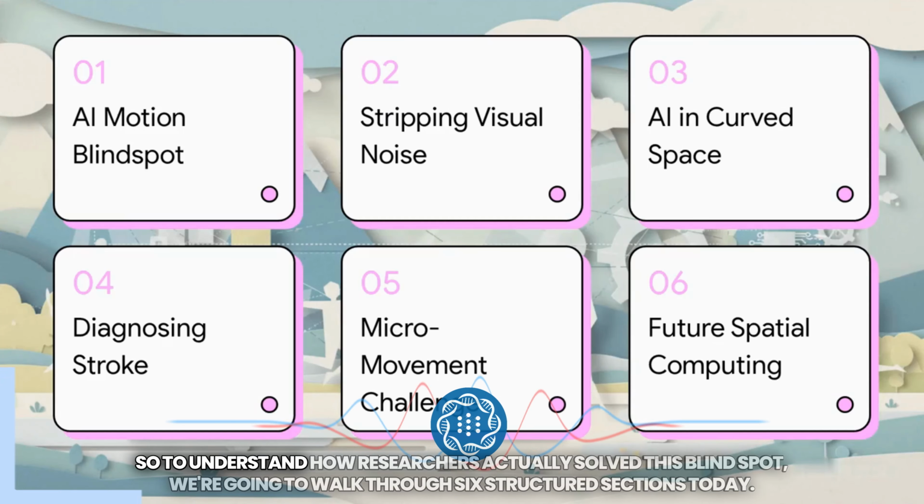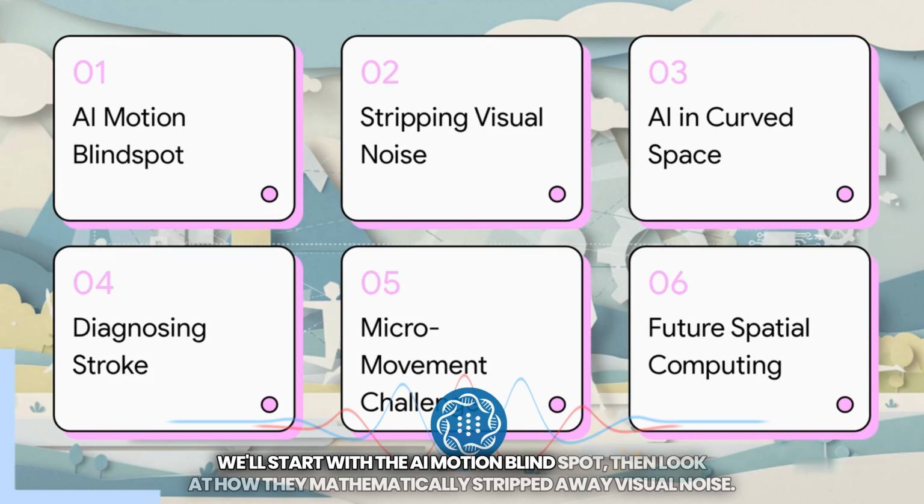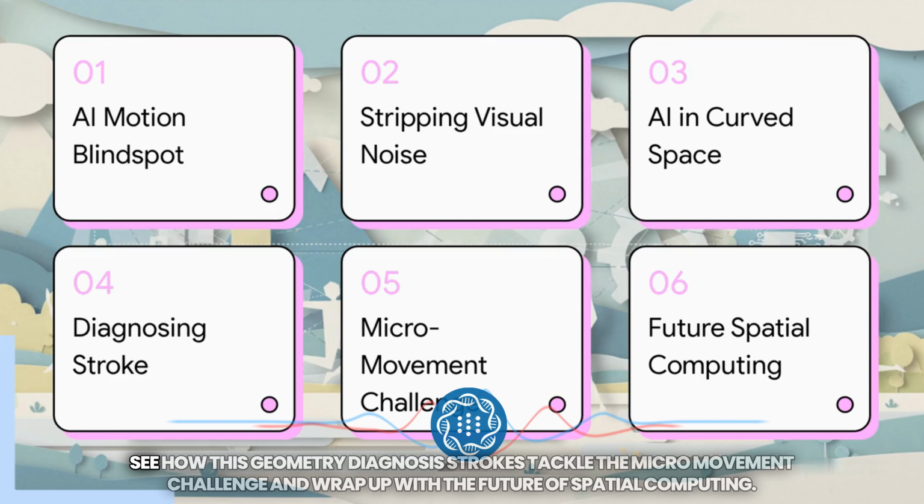So to understand how researchers actually solved this blind spot, we're going to walk through 6 structured sections today. We'll start with the AI motion blind spot. Then look at how they mathematically stripped away visual noise, explore AI in curved space, see how this geometry diagnoses strokes, tackle the micro-movement challenge, and wrap up with the future of spatial computing.